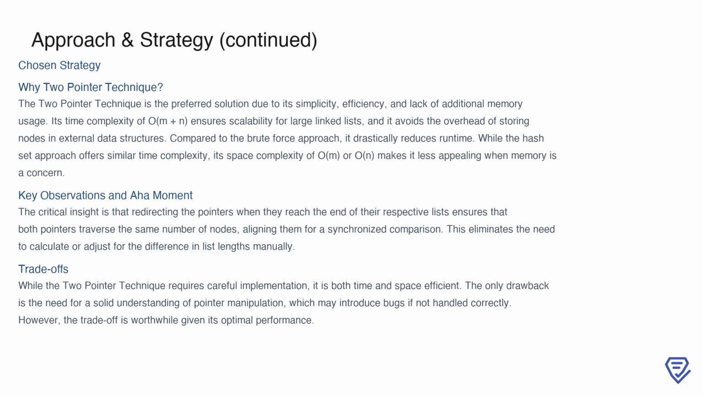Of the approaches considered, the two-pointer technique stands out as the best choice for its efficiency and simplicity. With a time complexity of O(m + n) and a space complexity of O(1), it scales well even for large linked lists. Unlike the brute force approach, it avoids unnecessary comparisons, and unlike the hash set approach, it doesn't require additional memory.